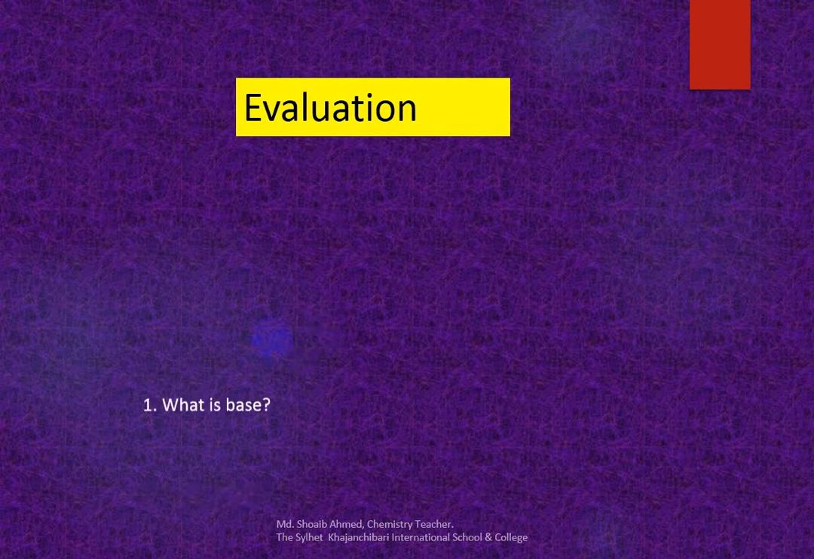Okay, this is the evaluation. What is a base? A chemical substance which has a hydroxide group and represents OH negative ions in water is called a base. Excellent, absolutely correct. Are you listening, everyone? He said it very excellently.